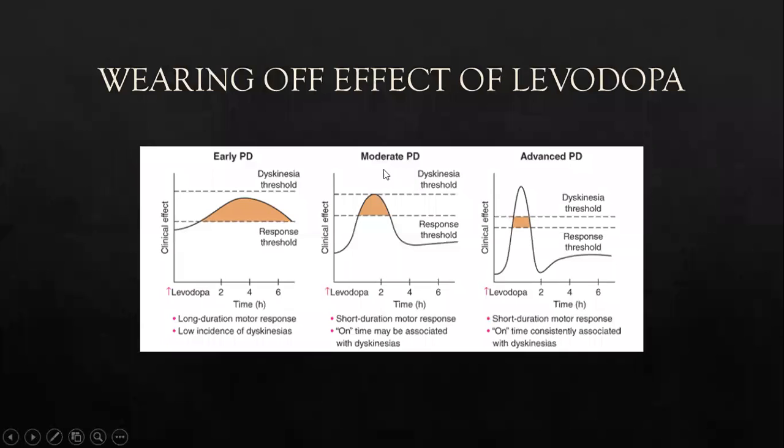In moderate PD, as the duration passes, the dyskinesia threshold is met and unwanted motor symptoms develop, and also the duration of symptom-free time becomes less. And in advanced PD, the dyskinesia threshold is overcome, and then a lot of motor-related side effects are seen with levodopa.